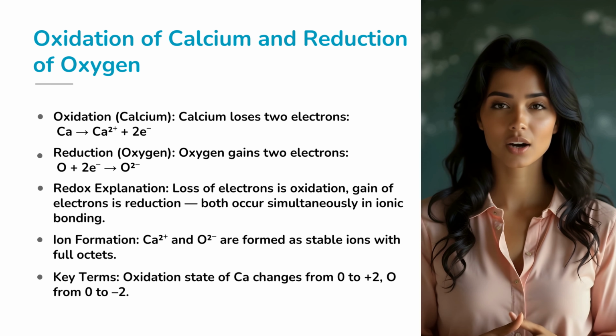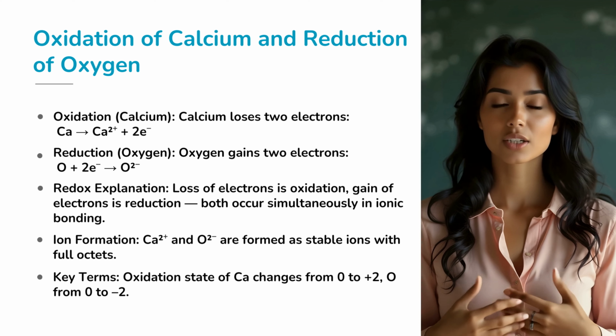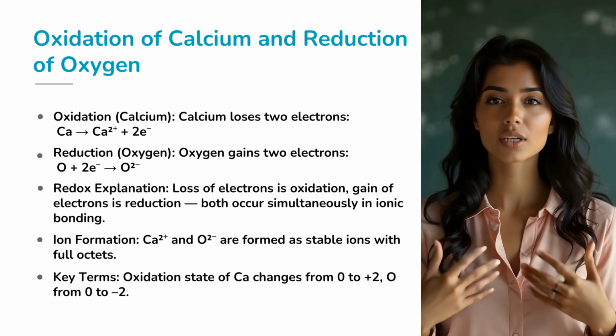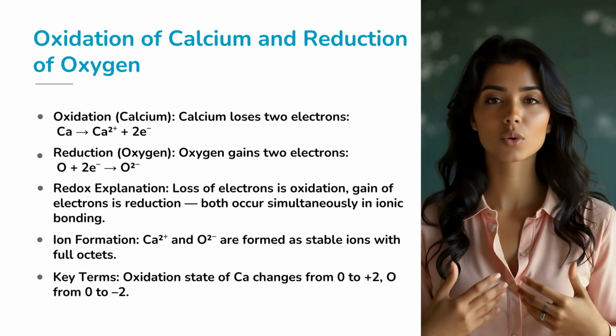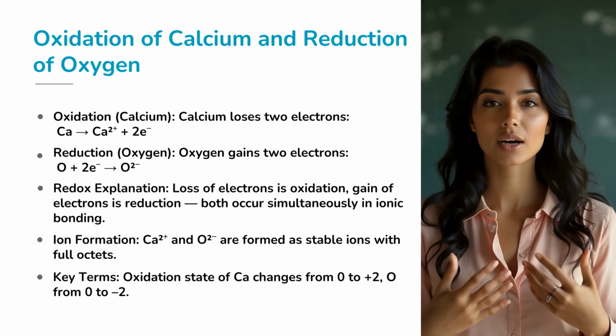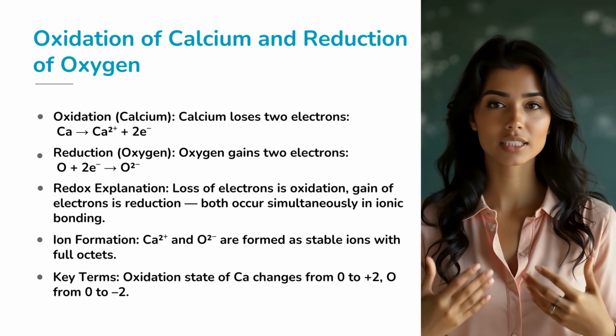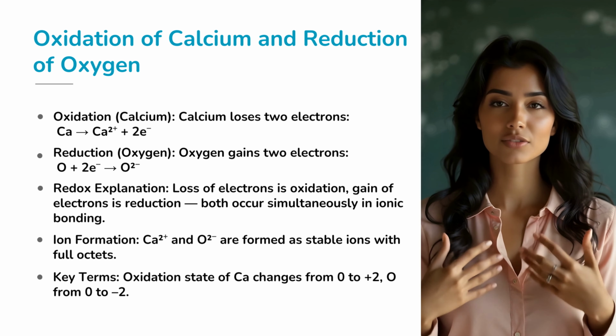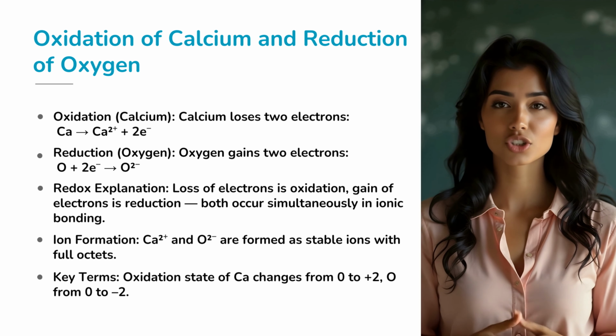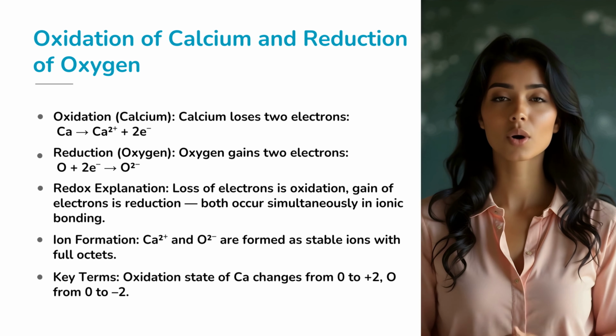Oxygen, meanwhile, undergoes reduction by gaining those electrons. O plus 2 electrons gives O2-. So we have a redox process. Calcium is oxidized, oxygen is reduced. This electron transfer leads directly to ion formation, setting the stage for ionic bonding.